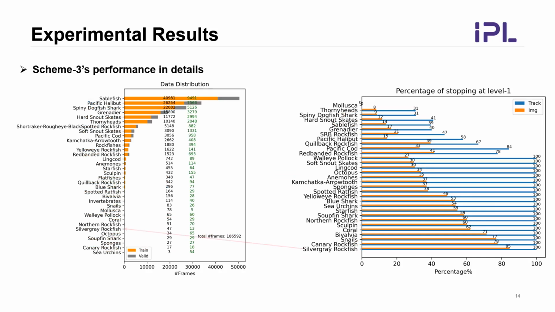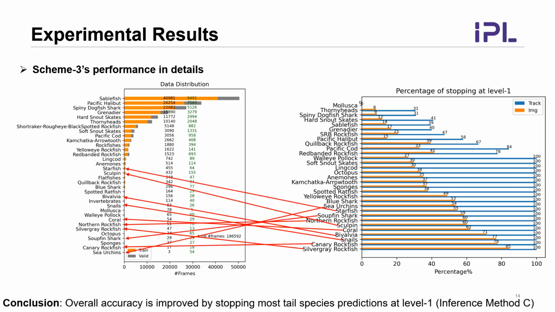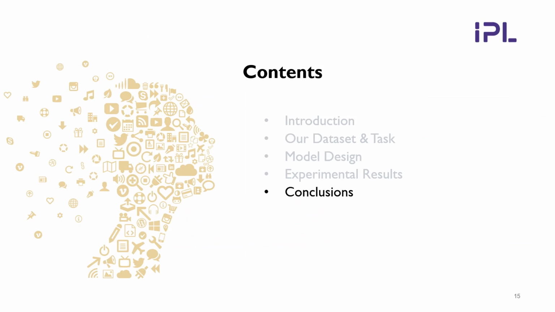Here is the percentage of stopping at level 1 when using method C for inference. We can see most tail species predictions are stopped at level 1, which results in higher overall accuracy. This is because tail species have fewer images for training level 2 heads but comparably more images for training level 1 heads. Finally, here are our conclusions.